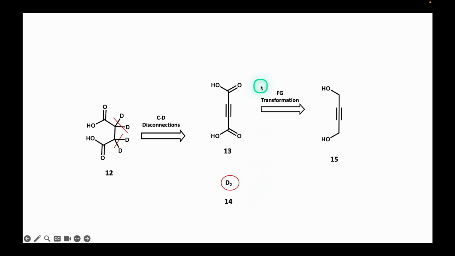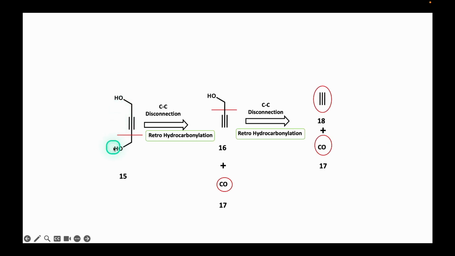The functional group transformation of the carboxyl groups present in compound 13 results in diol 15. The 2 alcohol groups in compound 15 function as retrons, and based on a hydrocarbonylation reaction, 2 successive carbon-carbon disconnections. First generate propargyl alcohol 16 and carbon monoxide as a raw material. The second disconnection gives rise to the formation of acetylene 18 and carbon monoxide, both as raw materials.